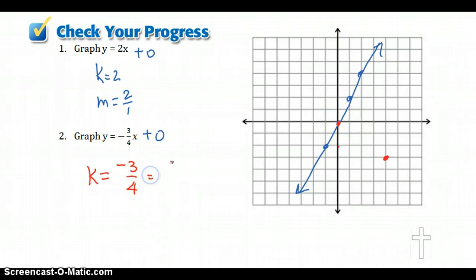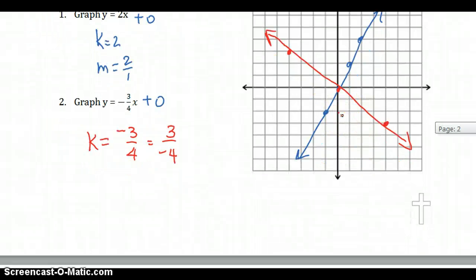I could, like I said, make it positive 3 over -4. So I'd rise up 3 and to the left 1, 2, 3, 4. And that's the graph of the second line. Sorry, I'm not using a straight edge. And they always will pass through the origin.